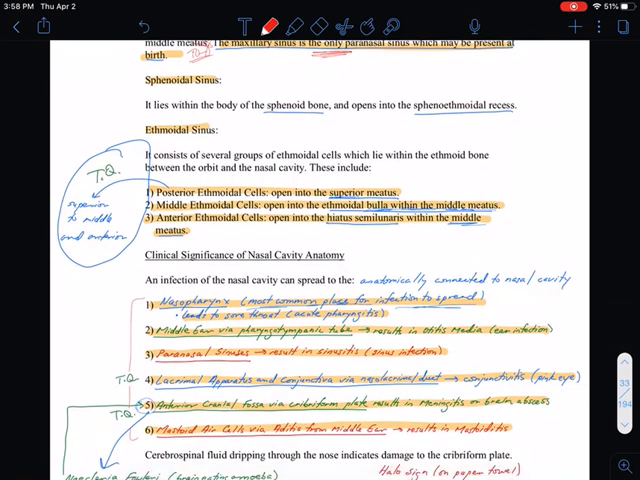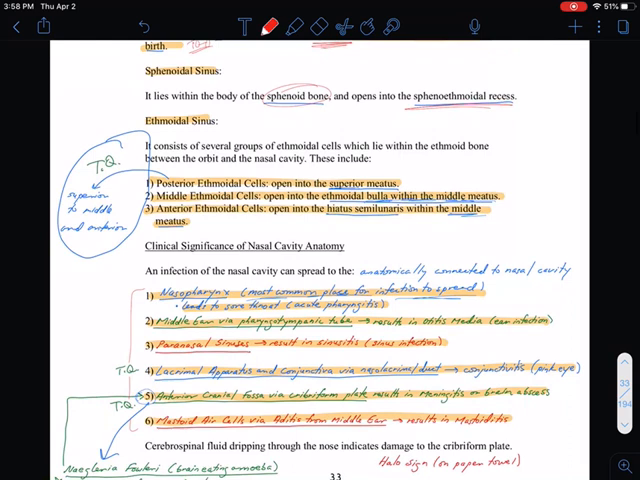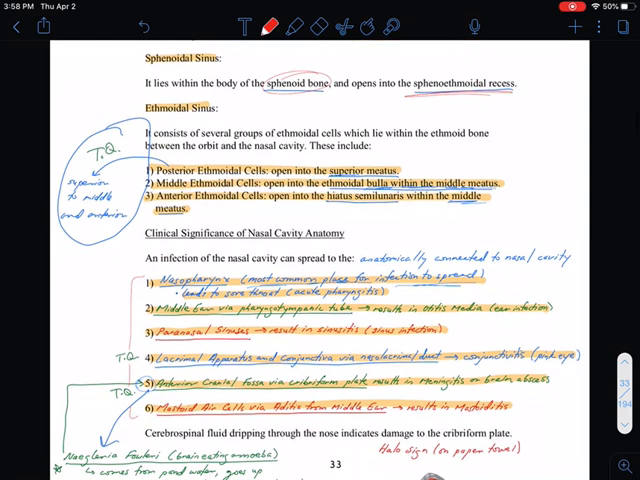Sphenoidal sinus opens within the body of the sphenoid bone and opens into the sphenoethmoidal recess. Ethmoidal sinus. So this one consists of those several groups of ethmoidal cells. This one tends to be more of a test question we've seen.